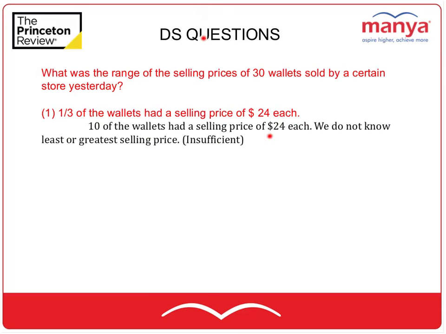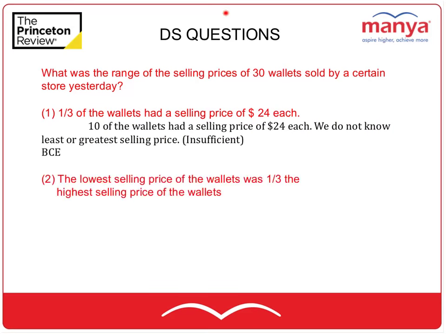That is the only data we get, but we do not know the least or the greatest selling price. We know 10 were sold for 24, but we do not know whether that is the least or the maximum. So this statement is not sufficient by itself. When the first statement is not sufficient by itself, it is BCE, so concentrate on the second statement.